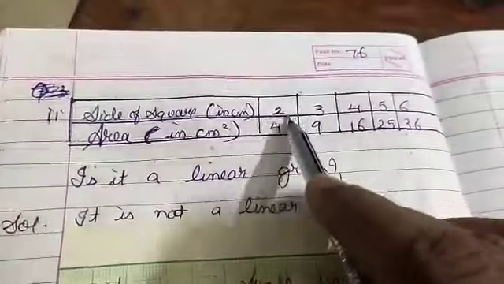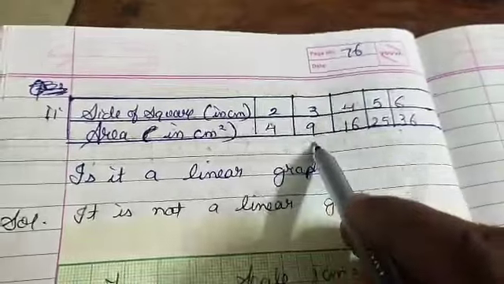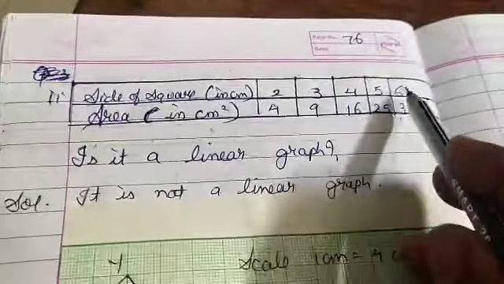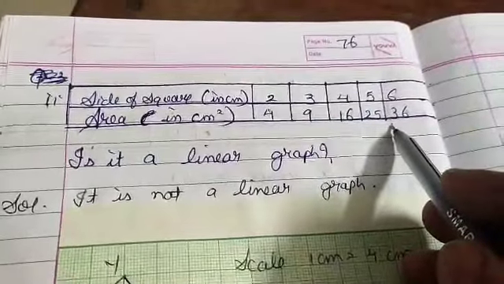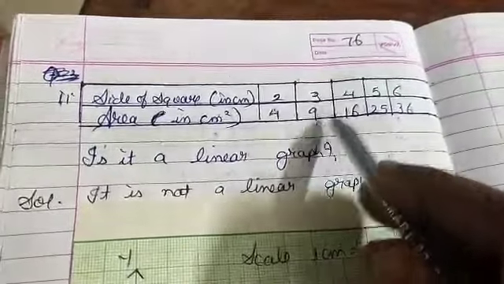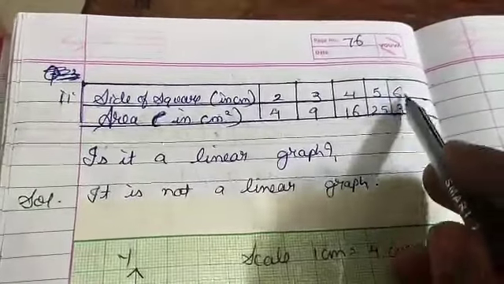Now the last sum in that exercise: here the side of a square is given 2, so its area is 4. If the side is 3, area is 9. If the side is 4, area is 16. If the side is 5, area is 25. If the side is 6, area is 36. As you all know, the formula for the area of a square is side squared. Square of 2 is 4, square of 3 is 9, square of 4 is 16, square of 5 is 25, square of 6 is 36.